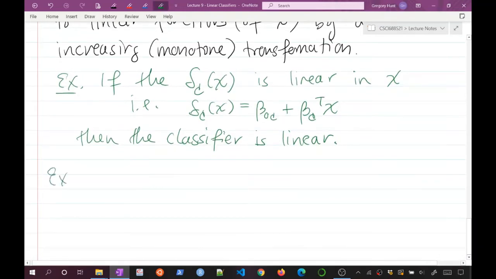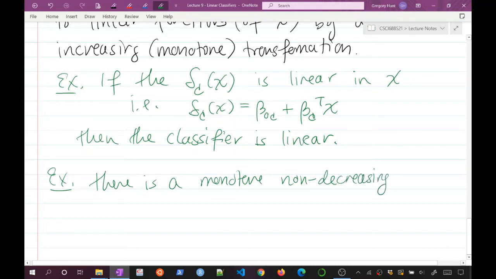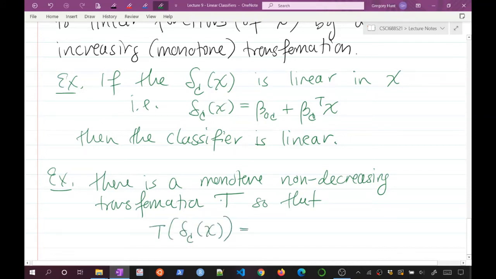So, for example, there is some monotone, technically it should be non-decreasing, transformation T, so that if I look at T of delta C of X, this can be written as some linear function, beta naught C plus beta C transpose X, right? The reason there's a C on these is because they go with class C. So beta naught C is the intercept for class C, and beta C is the slope for class C.